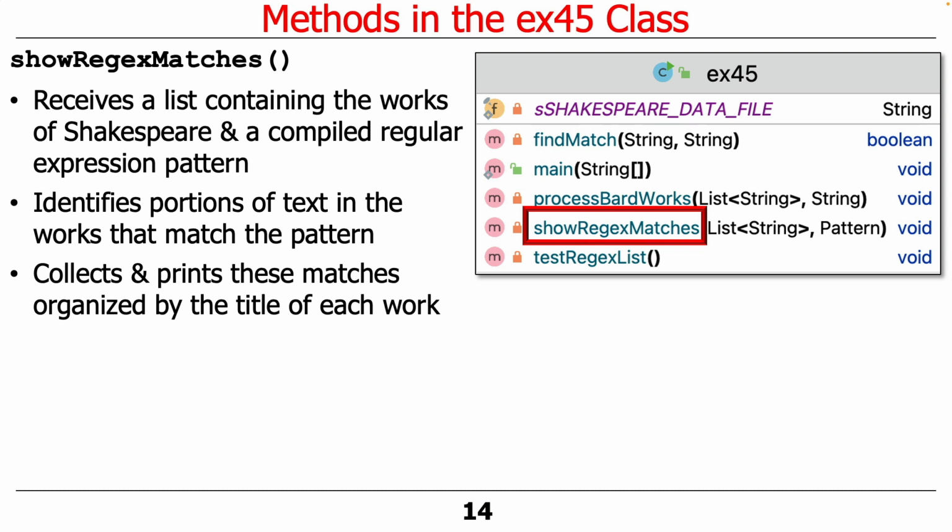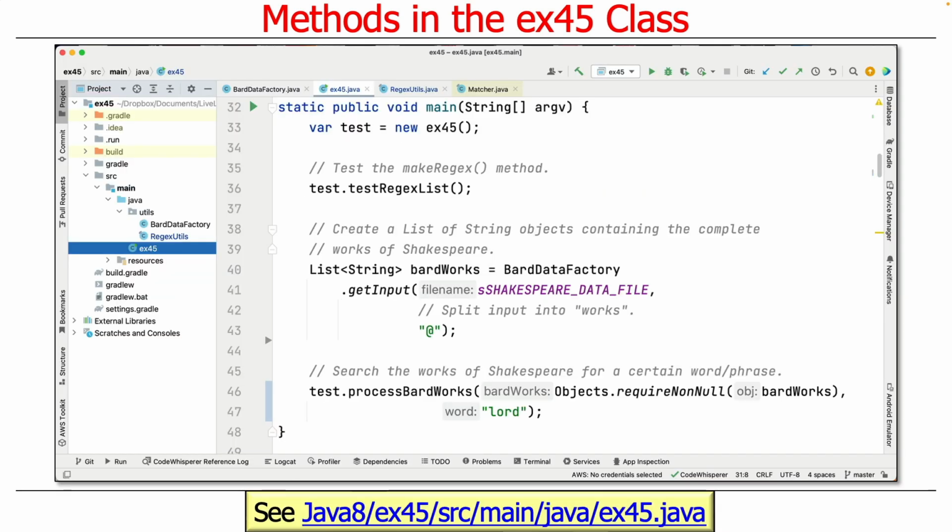And then finally, we are going to take the list that has the works of Shakespeare that matched Lord and the compiled regular expression. It's looking for Lord, followed by anything, followed by true or false, followed by anything. And then we're going to go ahead and find anything that matches that. And we're going to collect and print these matches organized by the title of the work. And of course, we're going to use streams everywhere to make everything very fluid and fluent and flexible. So let's go ahead and take a look at how that works.